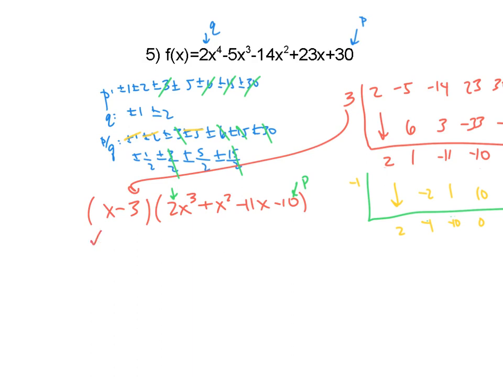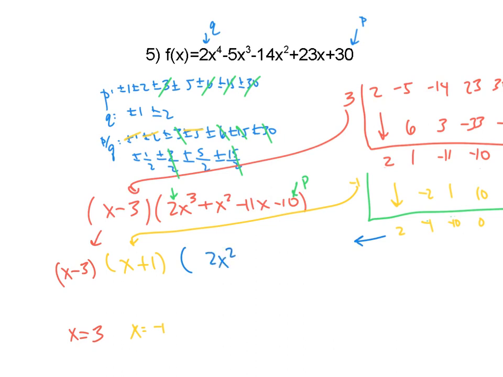So I'm going to carry down my x minus 3. What else did I get? I had x equals negative 1, so x plus 1 is a factor. Remember, that gets you x equals negative 1. The x minus 3 is a factor, got me x equals 3. And what do I have left? I have 2x squared minus x minus 10.